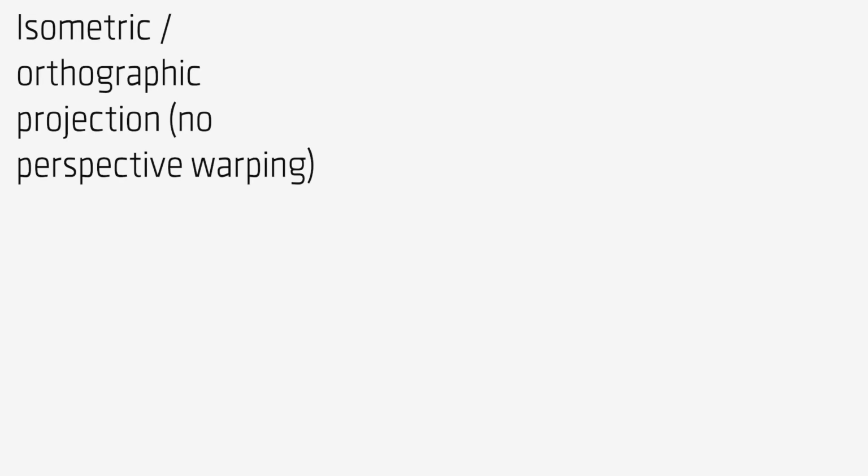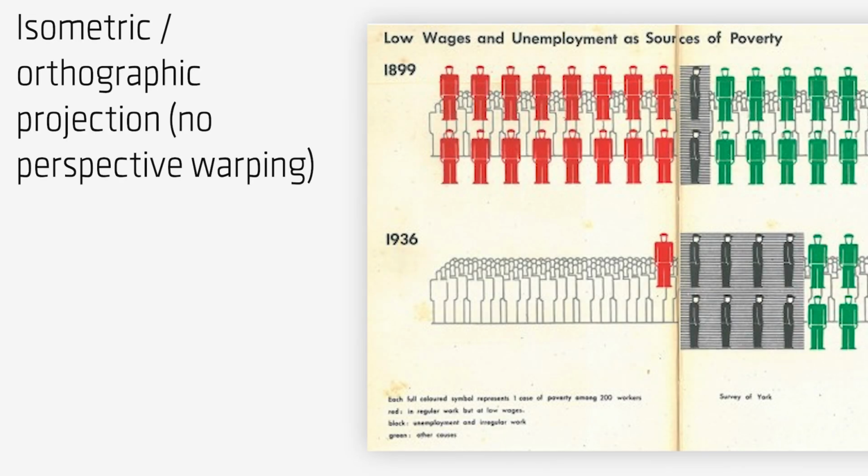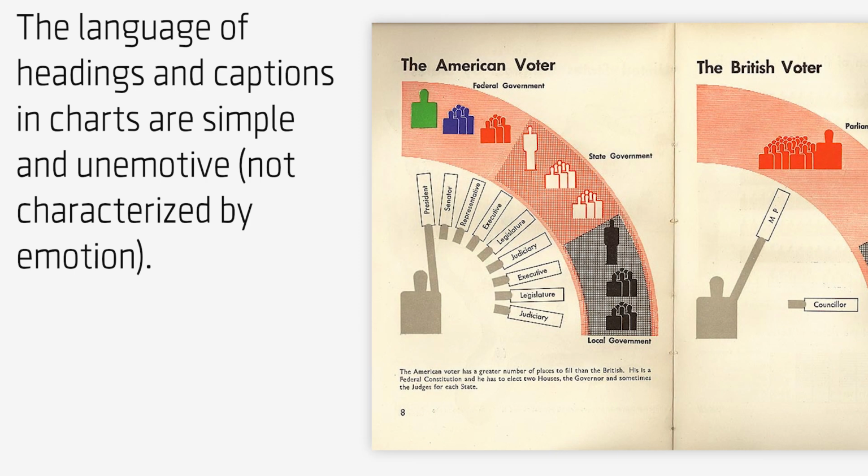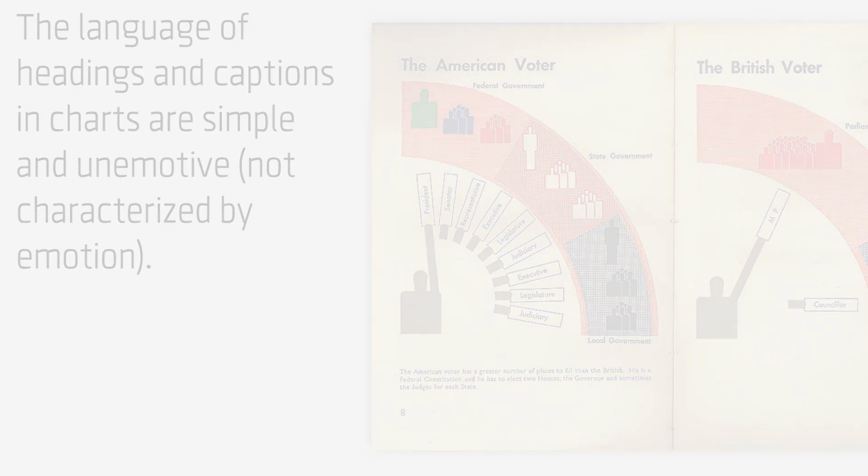Pictograms should always be rendered isometric, meaning there is no perspective warping. If the icon is of a cow, the furthest away leg will be as big as the closest leg. The language of headings and captions in charts is simple and not characterized by emotion. This again comes back to maintaining some form of honesty of representation. By avoiding sensationalism in the paper, there is less chance of word association to give biased meaning to the data.